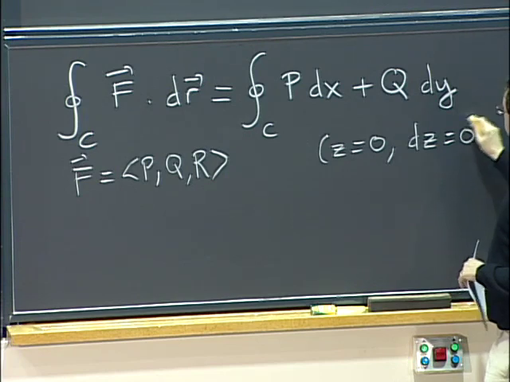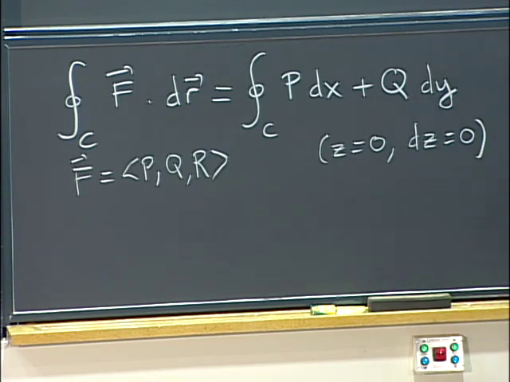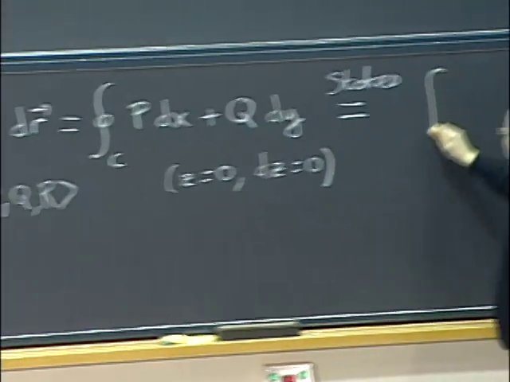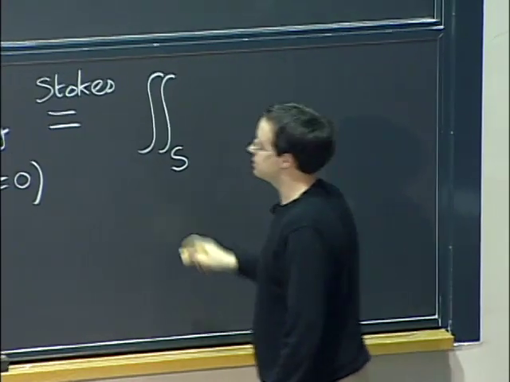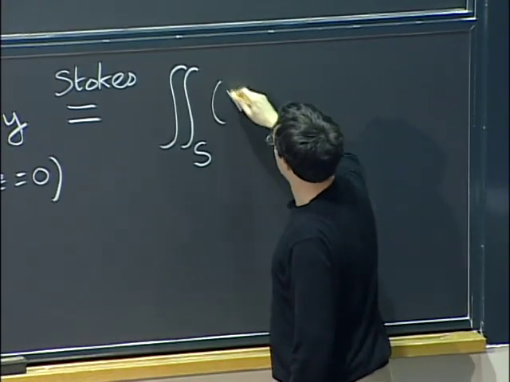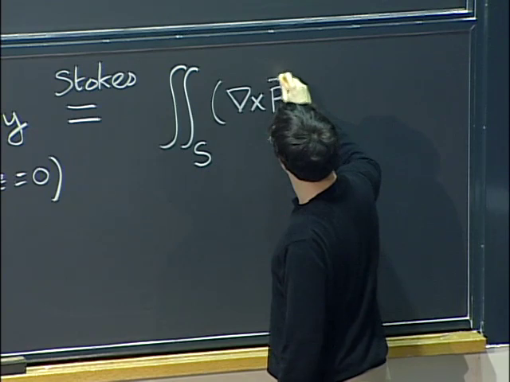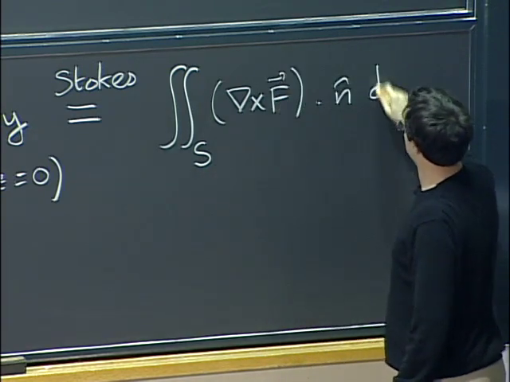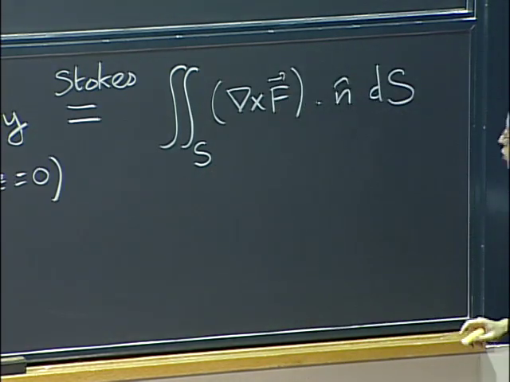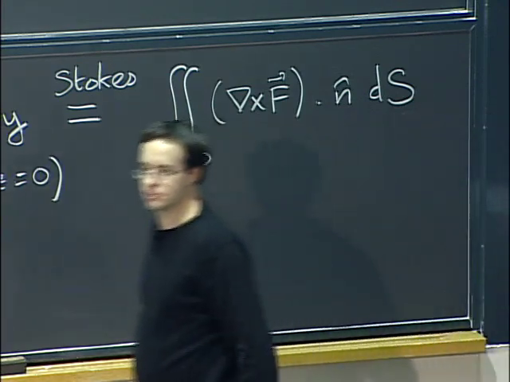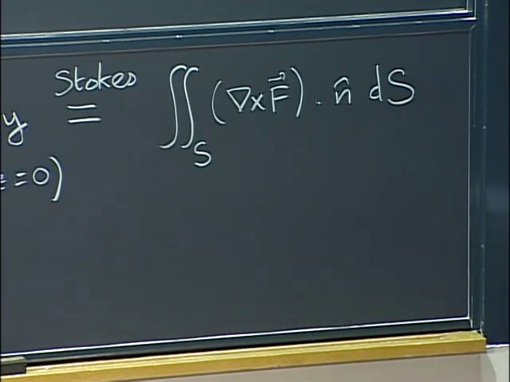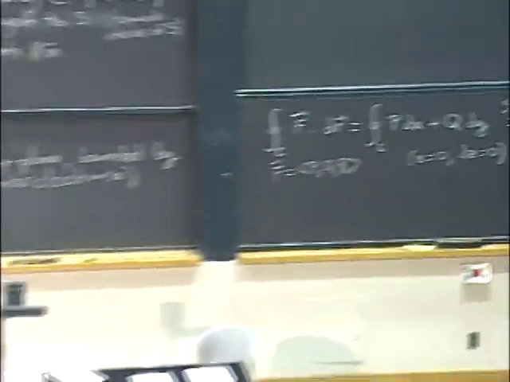Okay, so if I evaluate the line integral, I don't have any term involving dz. Z is 0. Now let's see what Stokes says. Stokes says instead I can compute the flux through S of curl F, but now, what's the normal vector to my surface? Well, it's going to be either k or negative k. I just have to figure out which one it is.